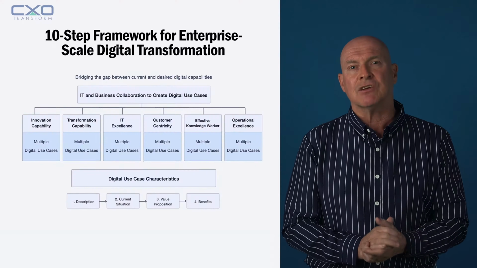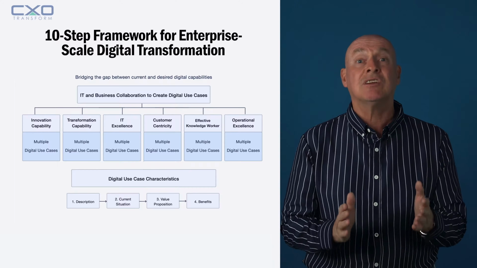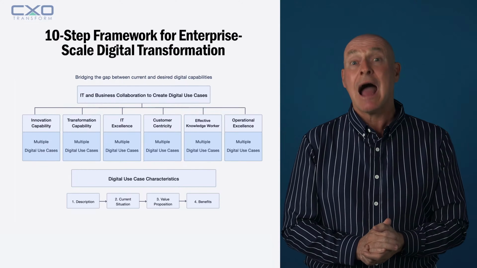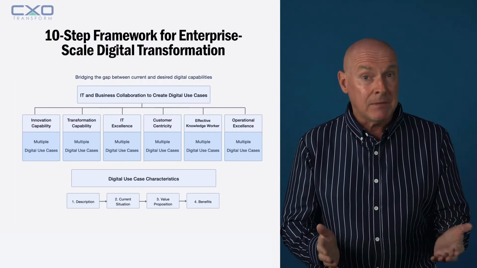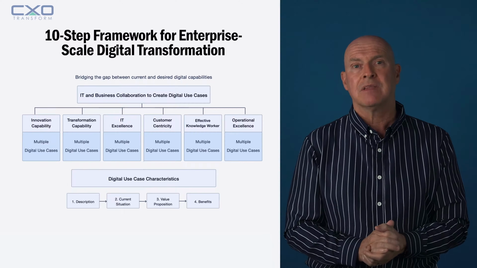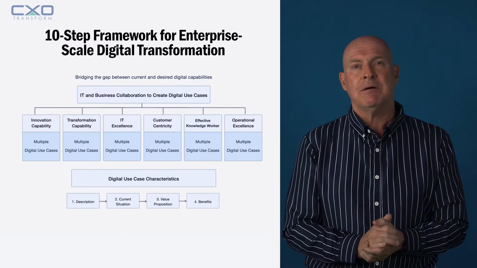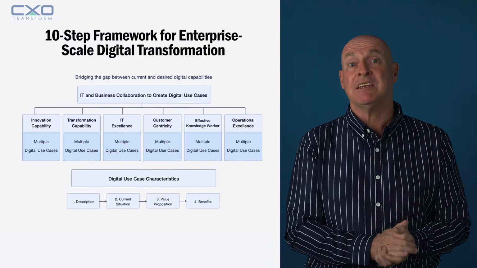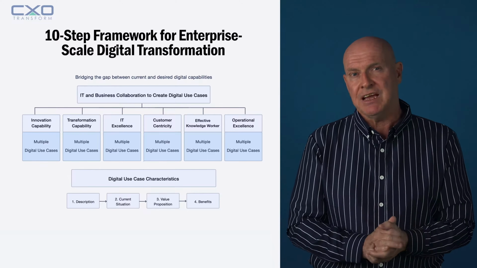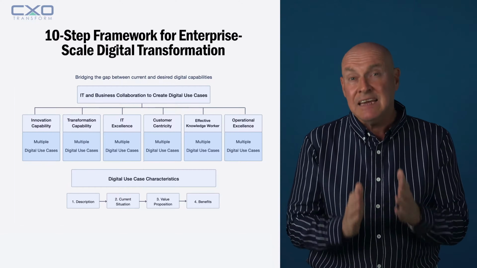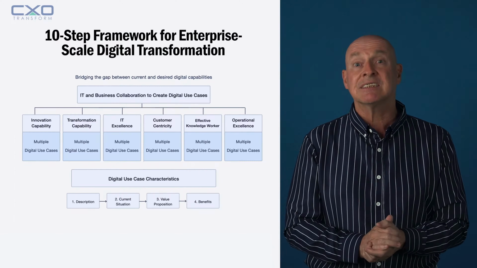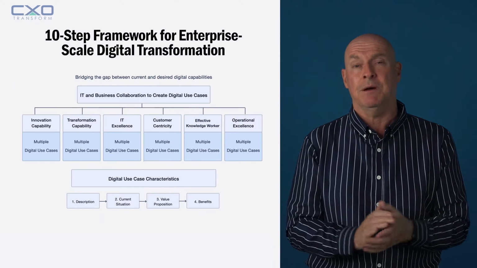So in the context of digital transformation, digital use cases are practical scenarios that describe how to reach a particular goal, namely the goal of maturing a particular digital capability. They help you close the gap between where your digital capabilities are now and where you need them to be. Now, because technology has a unique place in each of the 6 digital capabilities, multiple digital use cases can help companies improve each of them.